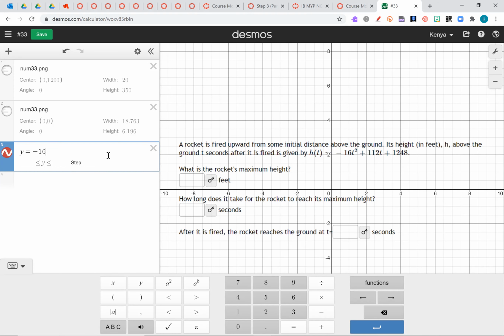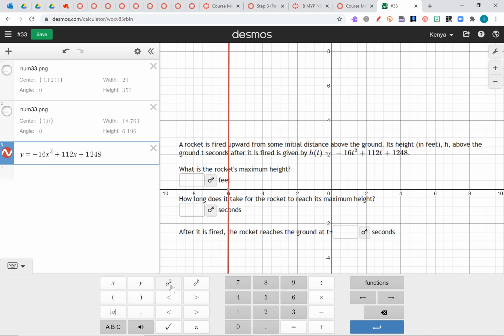So negative 16x, and to square it, we come down to our keyboard here. If it's closed, you can open it by opening it up right there. A squared, and that squares your x, plus 112x plus 1248. Okay, so now let's look at these questions.